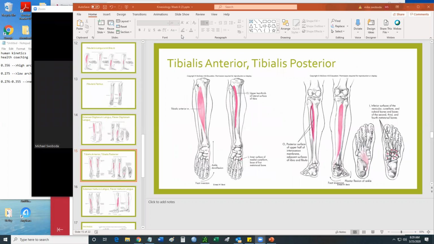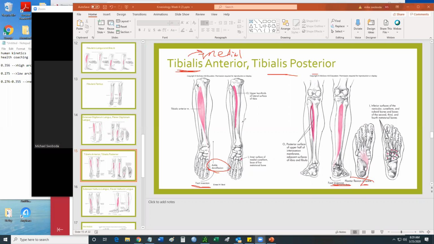Tibialis, referring to the tibia, is medial. So this does two things. Tibialis anterior, tibialis posterior, they do two things. So tib anterior is your primary dorsiflexor. Both tib anterior and tib posterior do foot inversion as well. They do a little bit for plantar flexion, but that's really a very secondary thing.